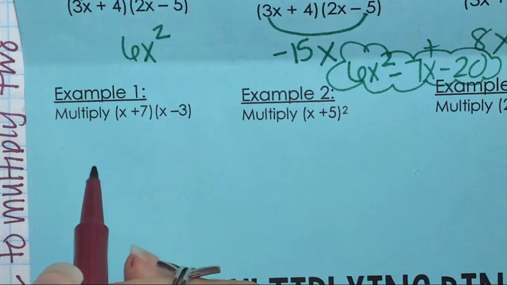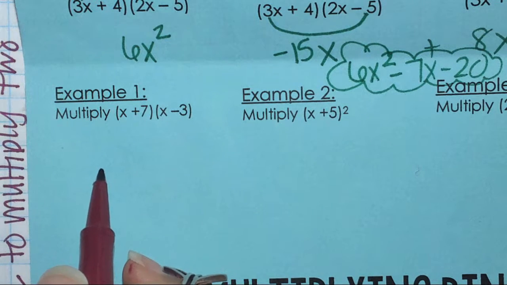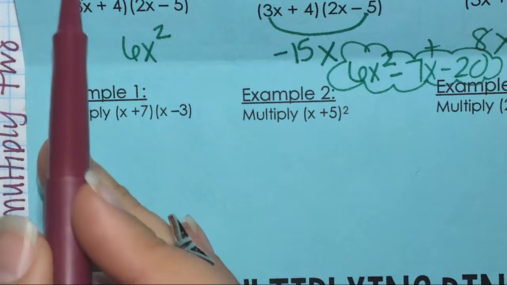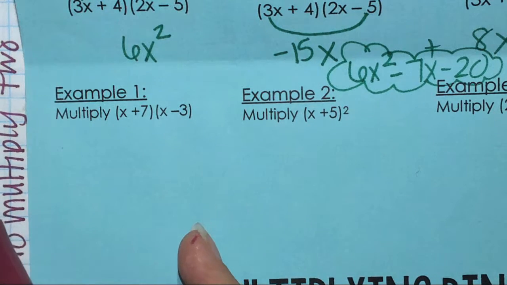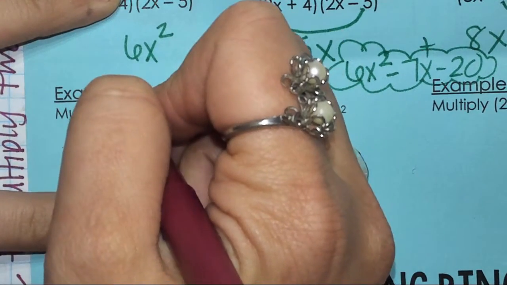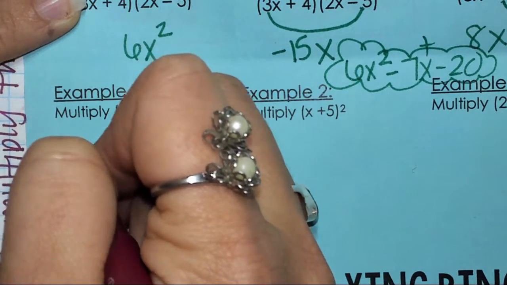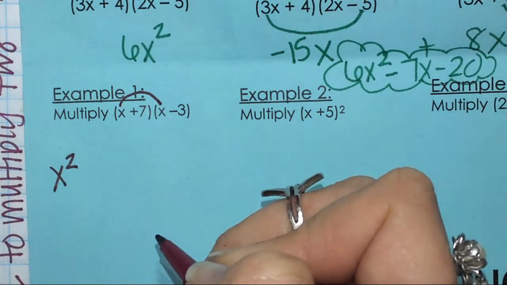Okay, now we're going to do example 1 together, and we're going to walk through step by step. So the first thing we need to do is we're going to multiply our first terms together. What are the first terms in each set of parentheses? X and X. So we draw our eyebrow. X times X is X squared.